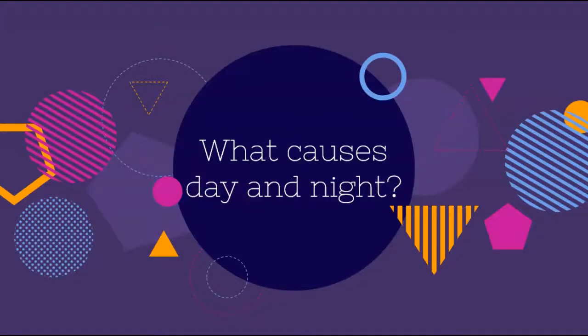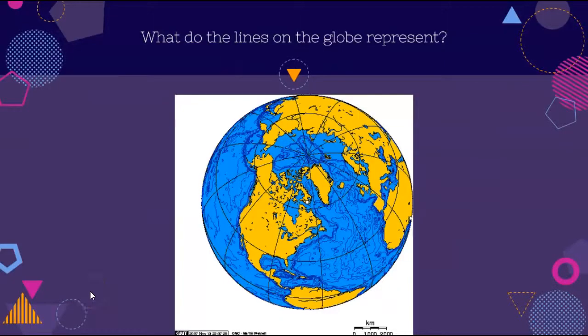Yes, the sun rises in the east and sets in the west. What is going on behind the scenes? What causes day and night? Before we can answer that question, we have to talk about some things about Earth.